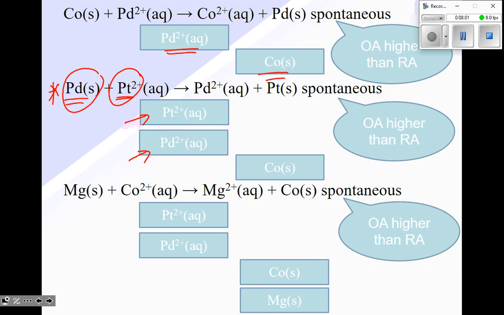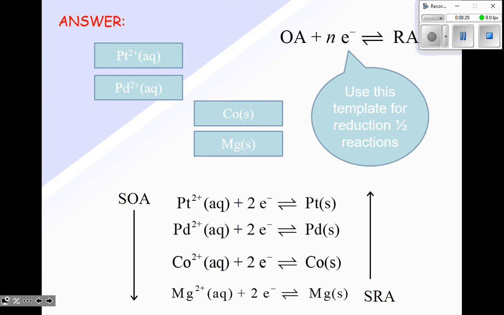Okay. Awesome. Last one, let's take a look at the reaction between magnesium and cobalt. Here we have a spontaneous reaction again. The cobalt is going to be above the magnesium, and the cobalt's here already, kiddos, which means that the magnesium is on the bottom. So there it is. Once you have this set up, kind of like a little ladder, we go ahead and fill in the missing information using the template.